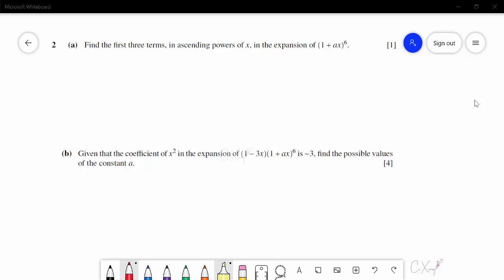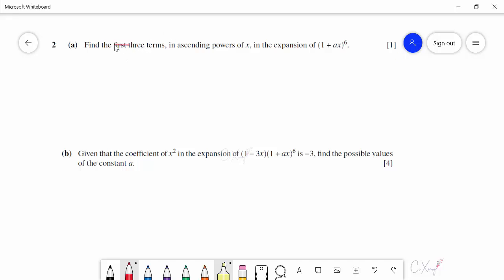Now we come to question number 2. For question number 2, they ask us to find the first 3 terms for this particular bracket. Let me highlight it first: the first 3 terms, in ascending powers of x, of this expansion. I have (1 + ax)^6, so this belongs to binomial expansion.